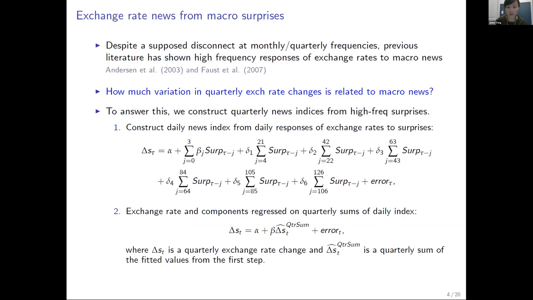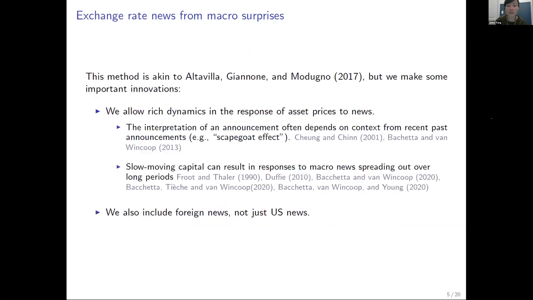And so then we run a quarterly regression of 1 quarter change of exchange rates on this macro news index. This method is akin to a method found in Altavilla, Giannone, Modugno 2017, but we make some important innovations here. The most important one is that we're allowing rich dynamics in the response of asset prices to news. By that, we mean these lagged terms in the daily regression in the previous slide.